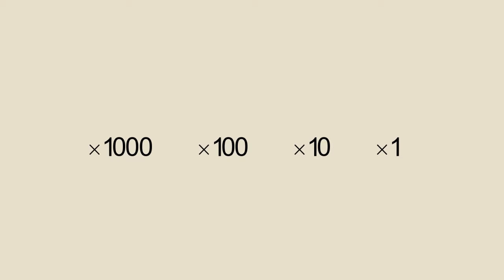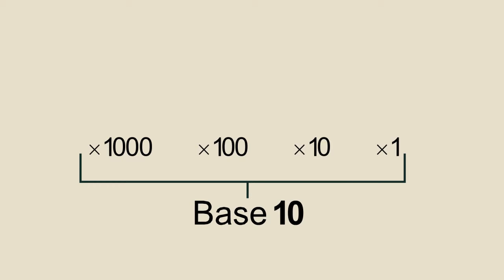In any positional notation, each column's multiplier differs from the adjacent column by a constant multiple called the base of the number system. In the decimal system, each column multiplier is 10 times the previous column. Therefore, the decimal system is called a base 10 number system.